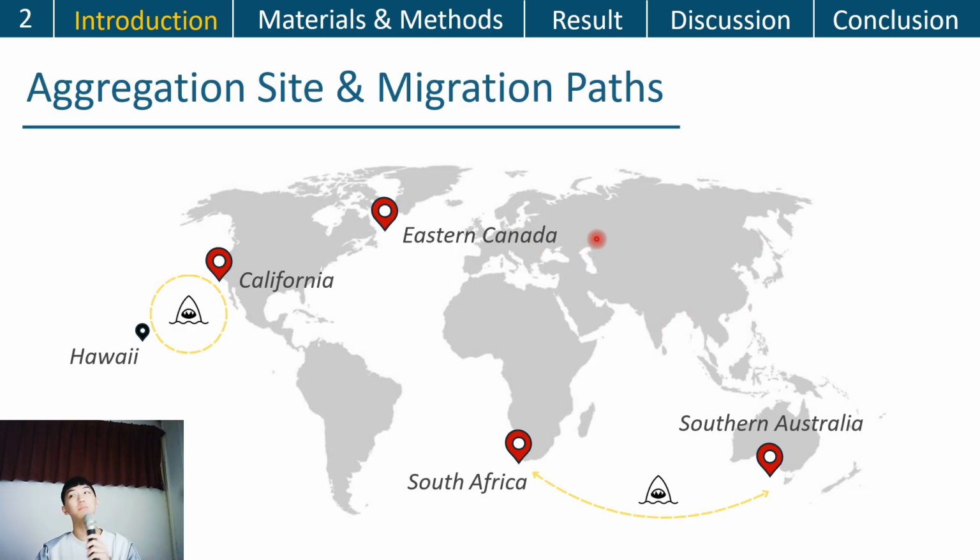And now look at this map. This map is the shark aggregation sites and their migration paths. The red points show where the sharks aggregate. There are California, Eastern Canada, South Africa, and Southern Australia. And the yellow line shows how they migrate. The first migration path is between California and Hawaii. And the other path is between South Africa and Southern Australia. And this study is focused on this area.